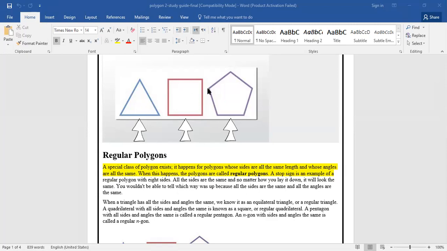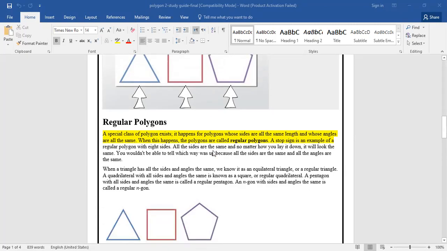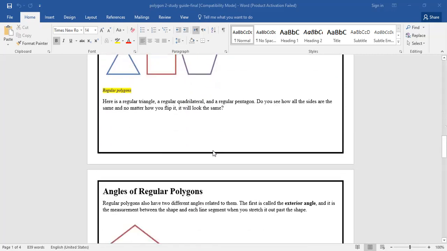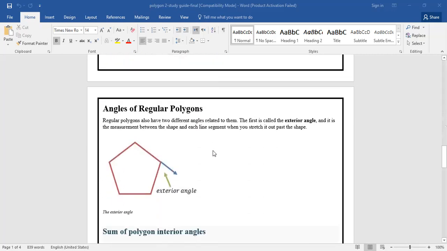square, right? And this one has sides 1, 2, 3, 4, 5. It seems that all of them are equal in length, so we can say that this one is a regular pentagon. Okay, so this is an equilateral triangle, a square, and a regular pentagon. Now in a regular polygon, we want to calculate the measure of angles. A regular polygon has 2 different angles related to it.